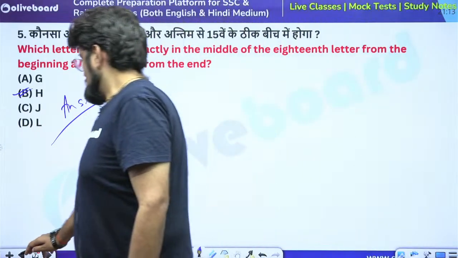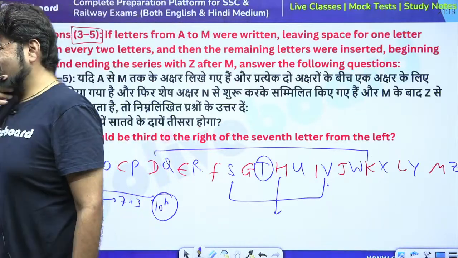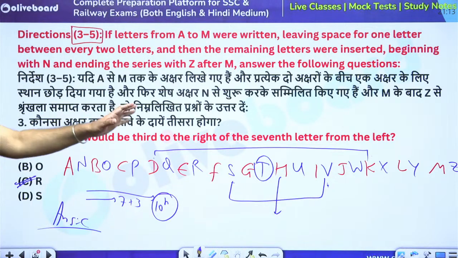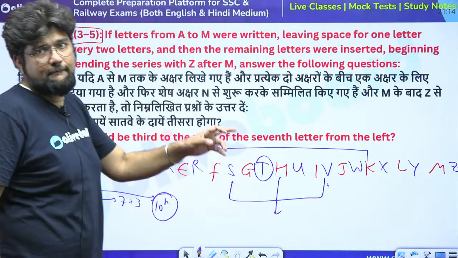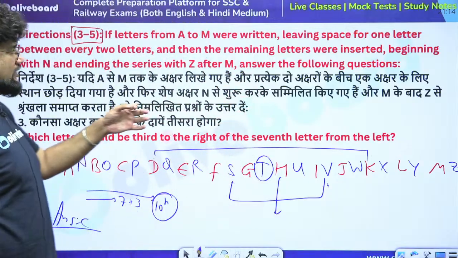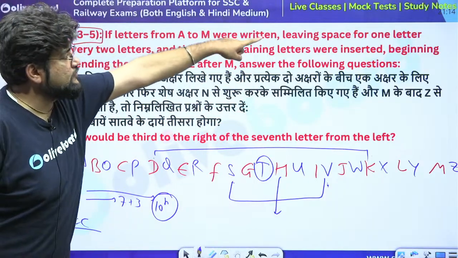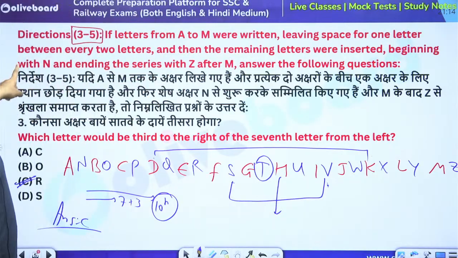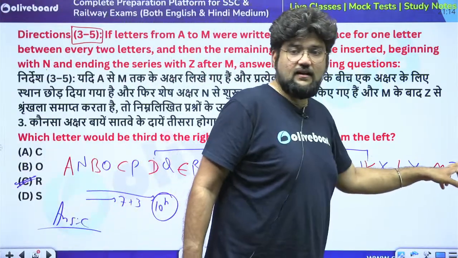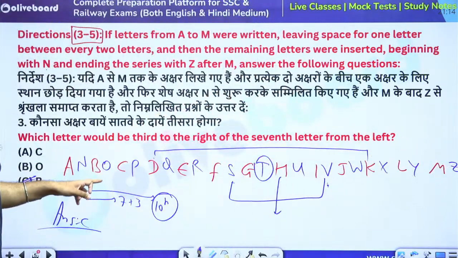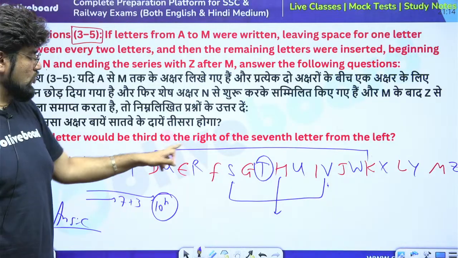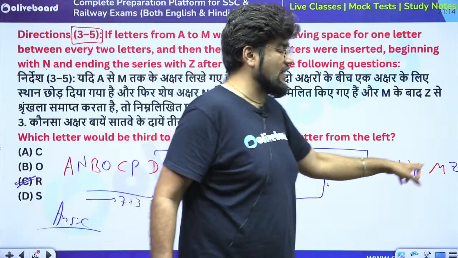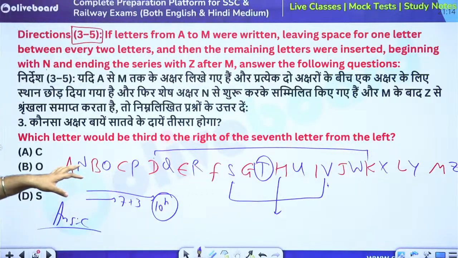So what is the question asking us? The question is telling us that the alphabet A to Z, we are writing from A to M, leaving a space in between. If letters from A to M were written, leaving space for one letter between every two letters, and then the remaining letters were inserted beginning with N and ending with Z after M. So from A to M we wrote first, leaving a space. Then after M we had N. So we started filling the gaps now. N, O, P, Q, R, S, T, U, V, W, X, Y, Z. This is what they are giving us as a question.